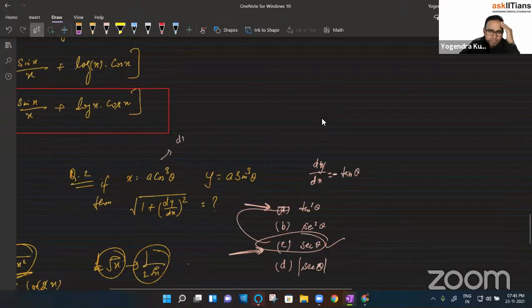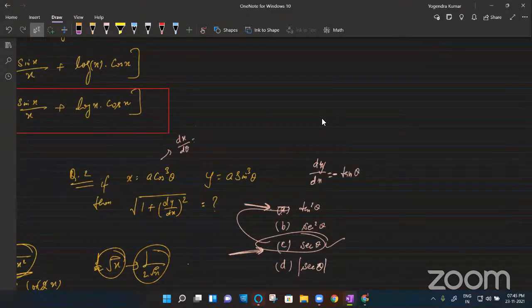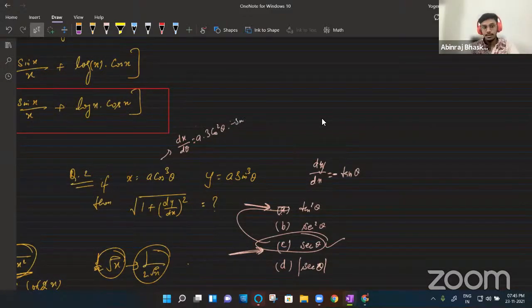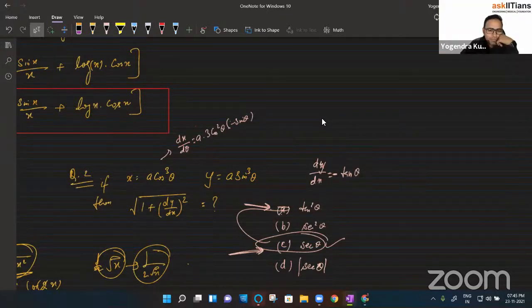Dx by d theta is equal to a times 3 cos squared theta into minus sin theta. Chain rule. Abhinraj was making some mistake like that before. Okay, now dy by d theta will be what? Jyoti, tell me, are you understanding? Yes, sir. 3 sine squared theta into cos theta, right? This is the derivative.